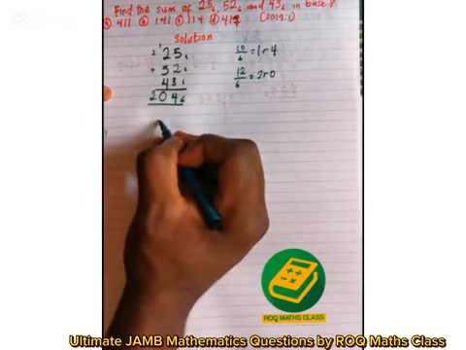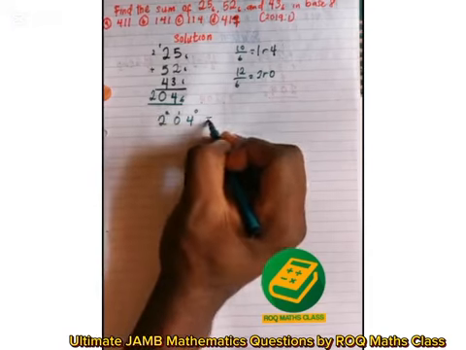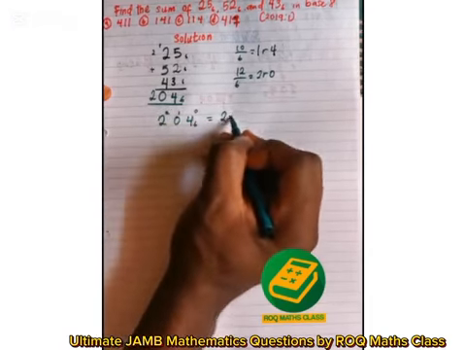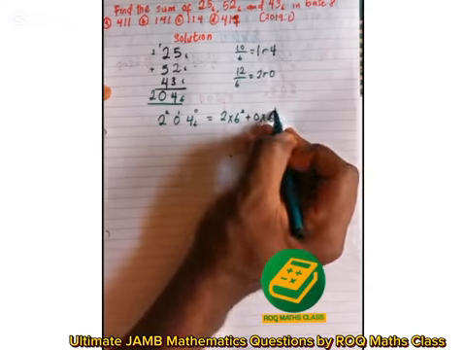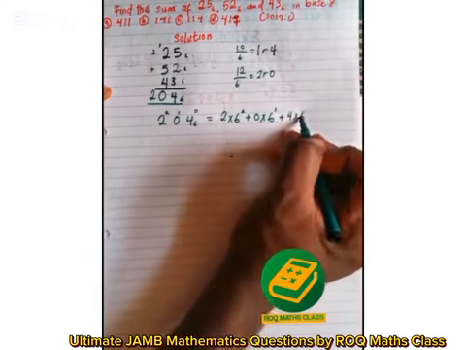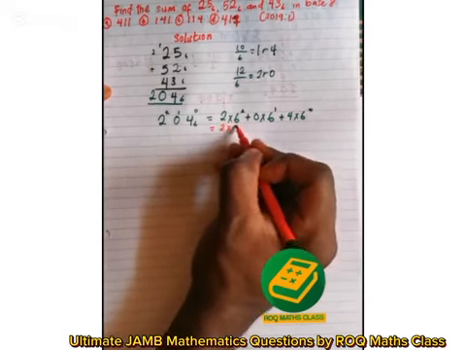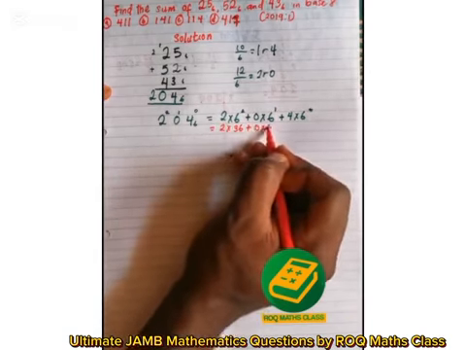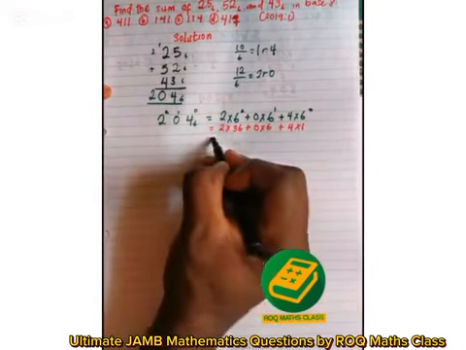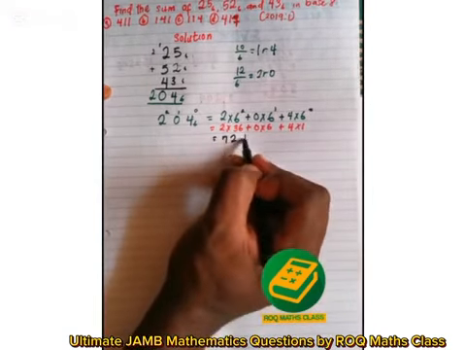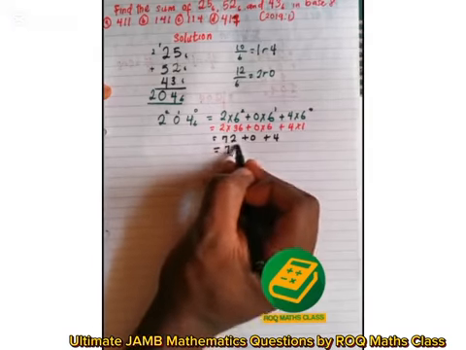Now from 6 to 10, we have 204, with positions 0, 1, 2. Everything is base 6. 2 times the base raised to the power of what? Raised to this 2. Plus 0 times 6 raised to the power of 1. Plus 4 times 6 raised to the power of what? 0. So this is same thing as 2 times 6 raised to the power of 2, which is 36. Plus 0 times 6 plus 4 times 6 to the power of 0, which is 1. So this is equal to 72 plus 0, then plus 4. This is equal to 76 in what?